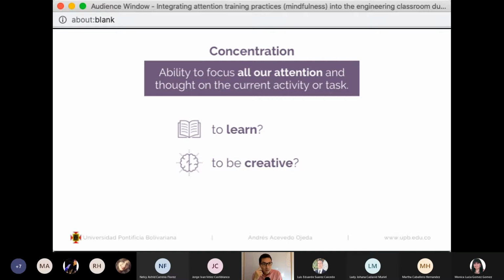Well, yes, I think that because it helps our brain to concentrate. Correct. Thank you, Jorge. And not only do we need our attention to learn and to be creative, I would argue we also need our attention and our creativity to be happy and fulfilled in life and to be motivated.